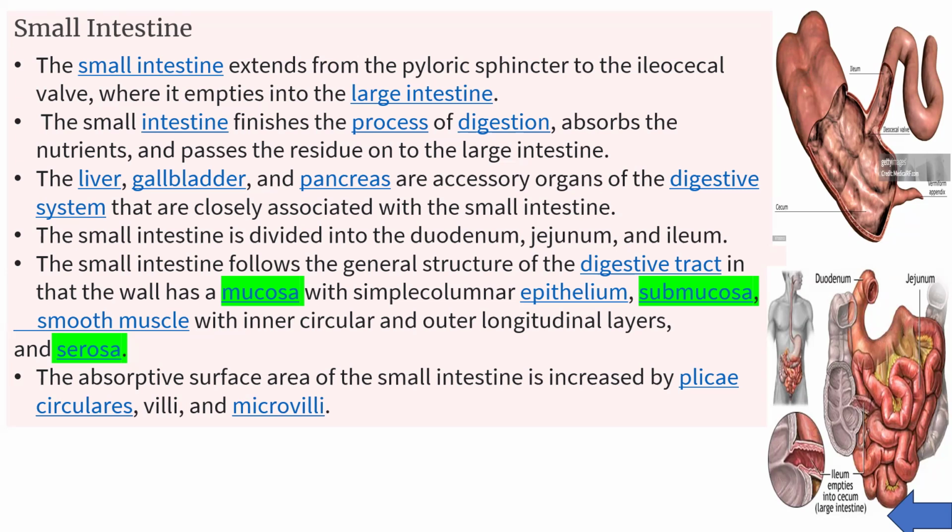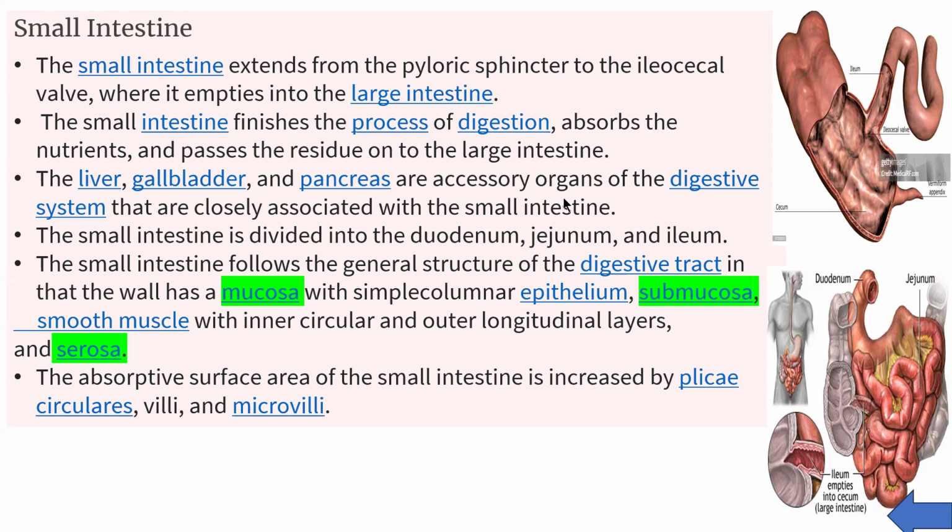The small intestine has different layers. The wall has a mucosa layer, made up of simple columnar epithelium, a submucosa layer, a smooth involuntary muscle layer with an inner circular and outer longitudinal layer, and a serosa layer. The small intestine also has specific surface area absorptive structures. This is the absorptive surface area of the small intestine.